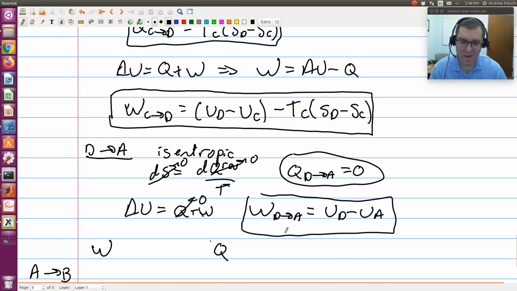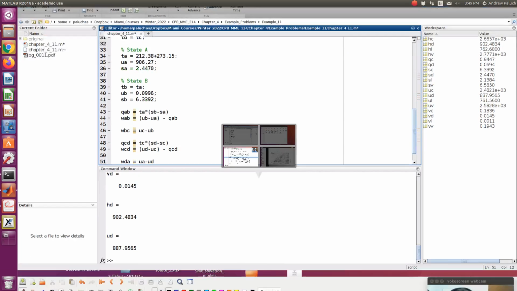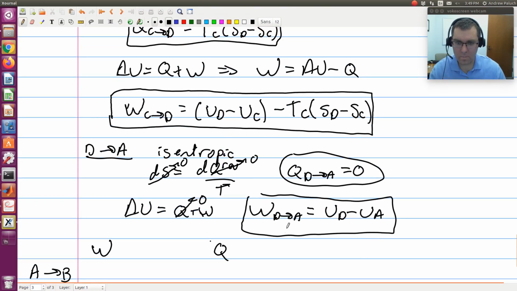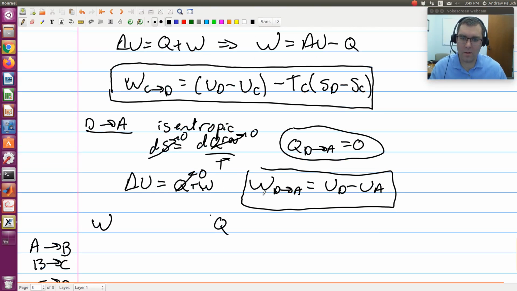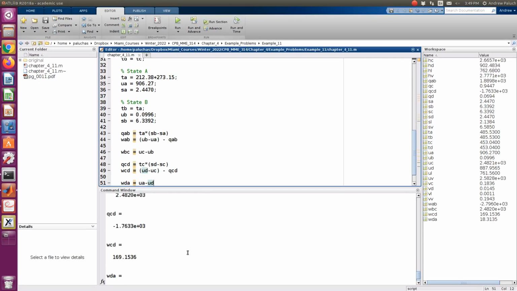And WDA is equal to UA minus UD, right? Yeah, I wrote this backwards, because this is my initial to my final state. This should be final minus initial. So that should be UA minus UD. Let's see what we've got.